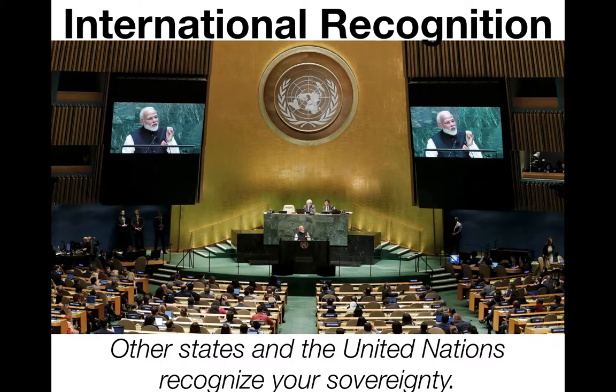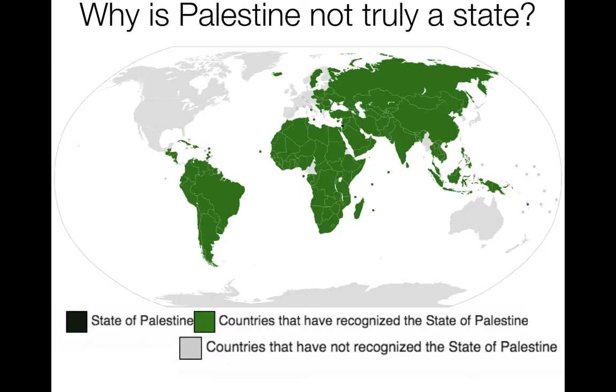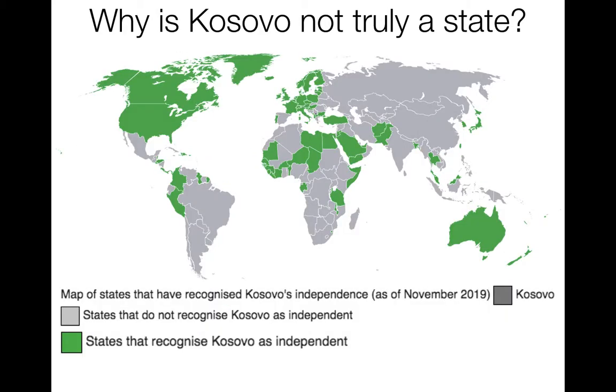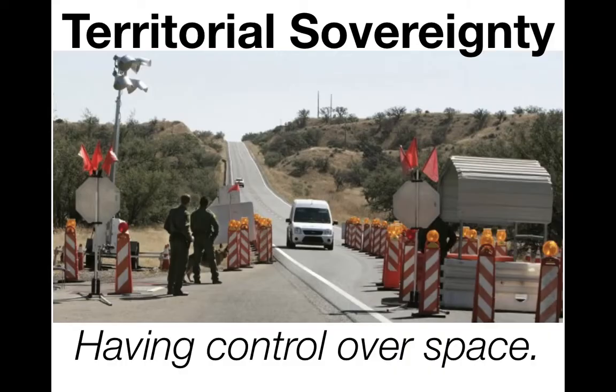So here are some examples of places that are very close to being states but lack international recognition. So Palestine is one example. Palestine, or the Palestinian territories, has almost everything that it needs to be a state, but unfortunately there are many states or countries in the world that have not recognized the state of Palestine. So it has not achieved statehood in that classic sense. The same is true for Kosovo. Kosovo is not truly a state because there are many states in the world that have not recognized Kosovo's independence. So it operates as a semi-autonomous region of Serbia. More on that later.